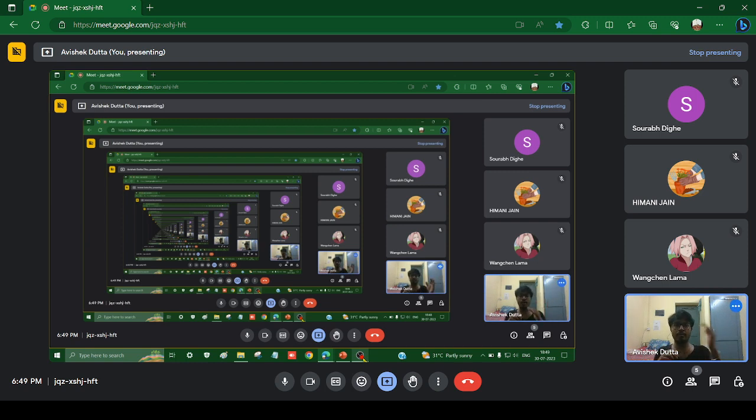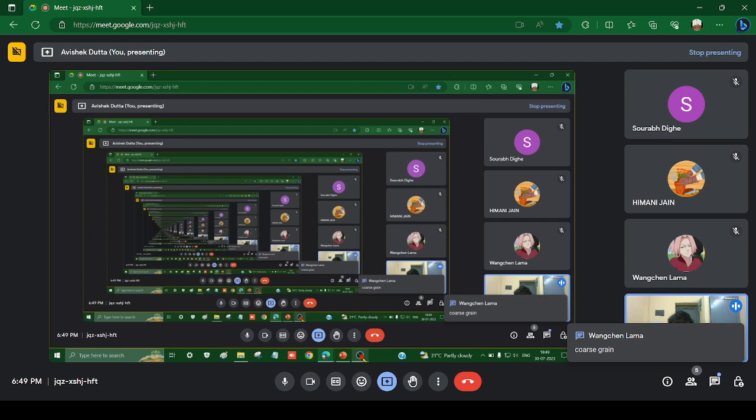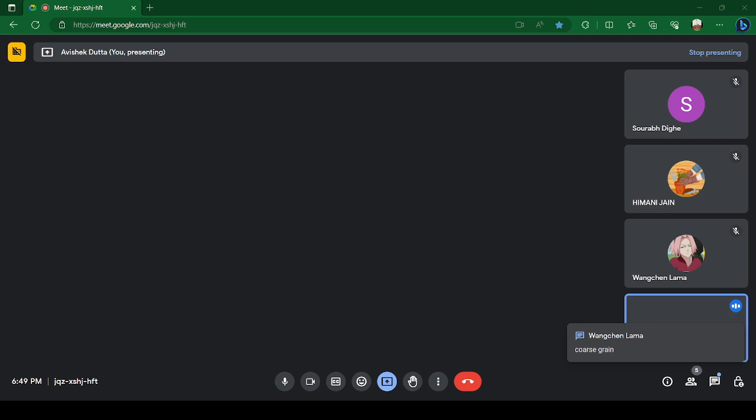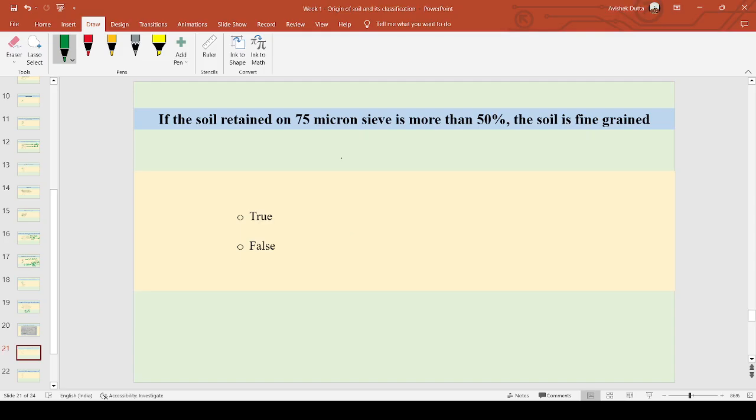Beyond 75 microns, up till 4.75 mm is sand. Beyond that, it is gravel. I think up to 80 mm. Yes. So if 75 micron is the boundary deciding the fine grained soil and coarse grained soil on both sides, then if more than 50% is retained on 75 micron sieve, that means it is more than the size of 75 micron. That means the soil is coarse grained soil. Okay. Good. So the soil is not fine grained. This is false. Okay. The statement is false. I hope it is clear.